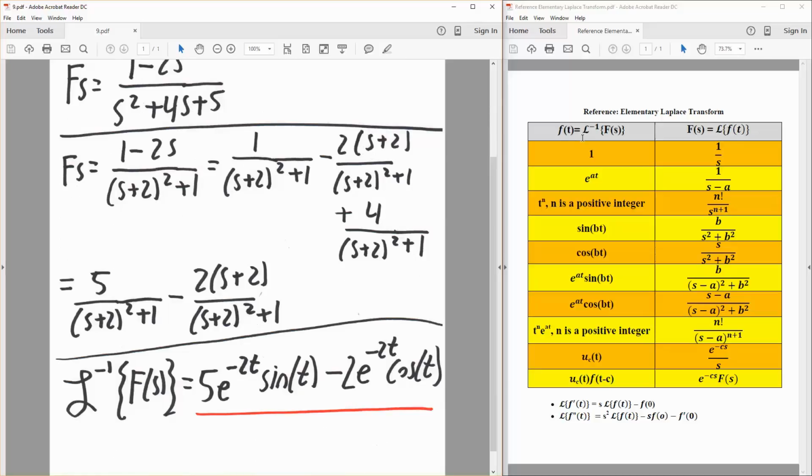This is because we want to get something to match this table. So 5 divided by (s + 2)² + 1, this right here, is very close to this. Because essentially this is saying 5 times 1 divided by (s + 2)² + 1, where 5 is on the outside, where we're multiplying this by 5. And so for this right here, b divided by (s - a)² + b².